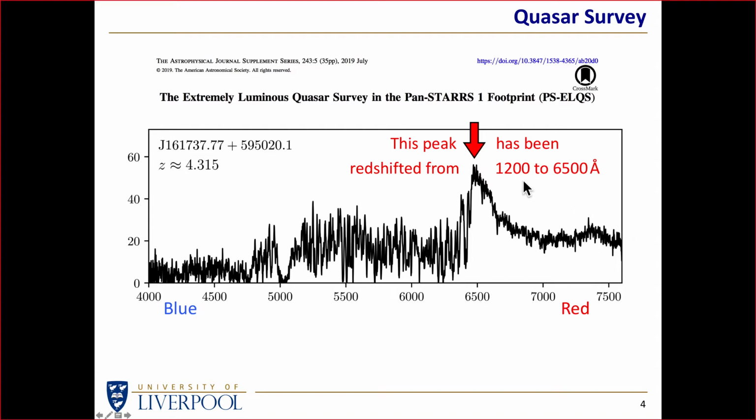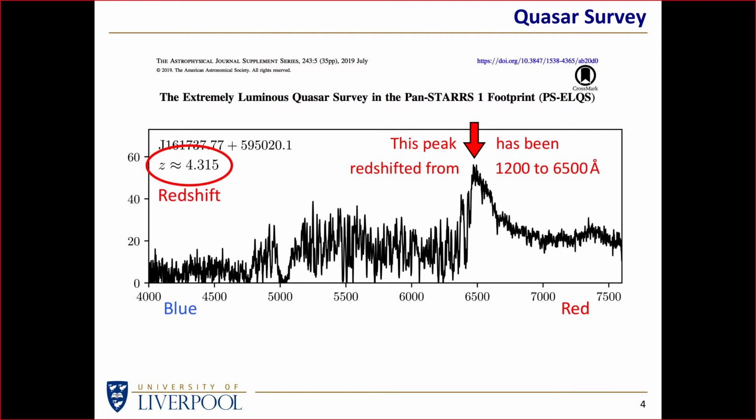If we quantify that, the redshift is quantified by looking at the difference between where the wavelength would be in a rest frame for a source that is not moving compared to where it is observed in this spectrum. So that's the difference between 1200 and 6500 angstroms. The difference is 5300. If we divide that number by the original value of 1200, we get the redshift, and that's what's indicated over there on the left hand side.